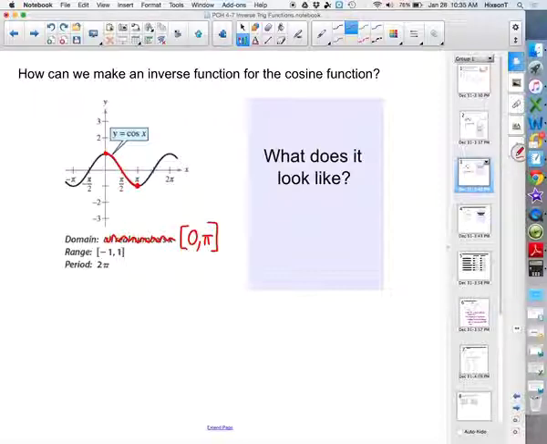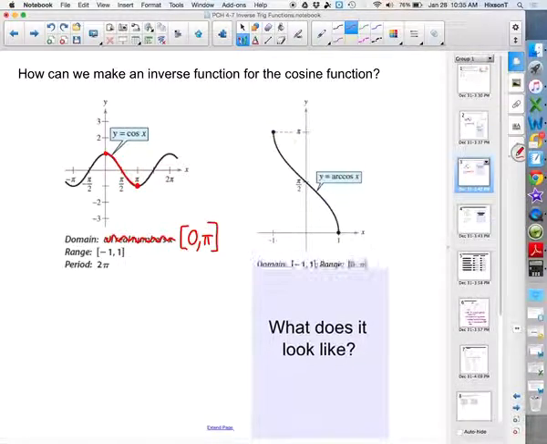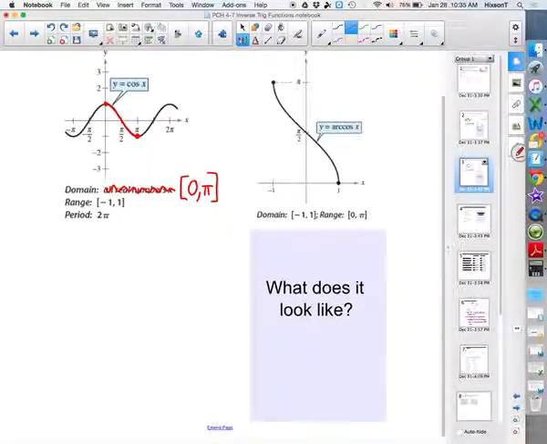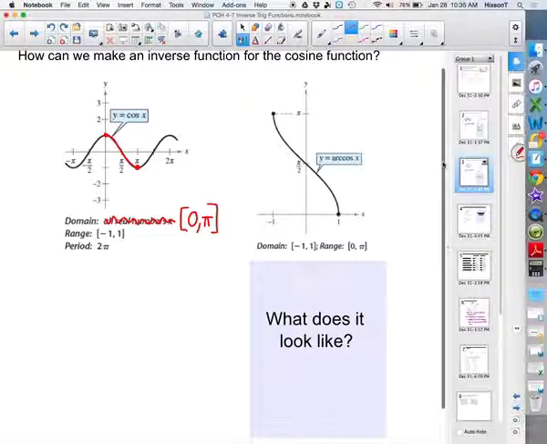And what does this look like? Again, it'll reflect the coordinates of the points so that instead of 0, 1, I have the point 1, 0. And instead of the point pi, negative 1, I have the point negative 1, pi. Okay? And you can see here again, the domain and range have been switched from what I had for cosine. Alright, so this is arc cosine of x or the inverse cosine of x.